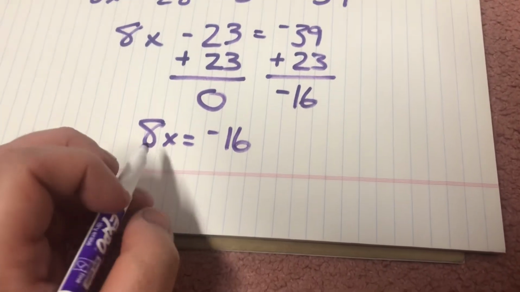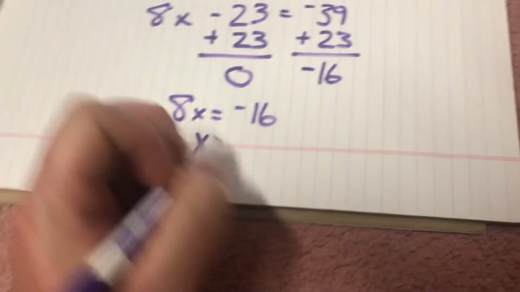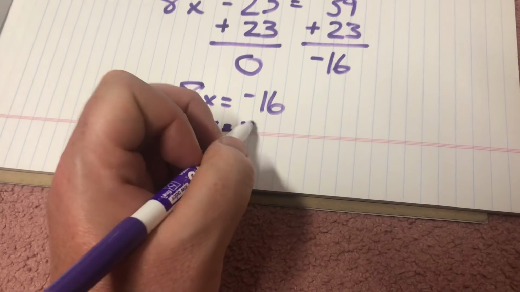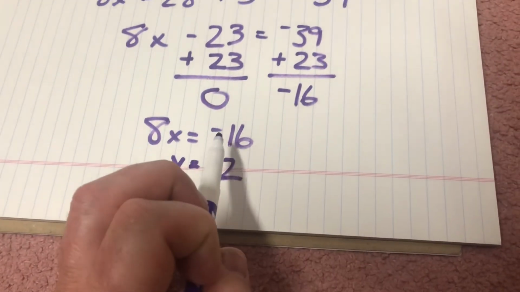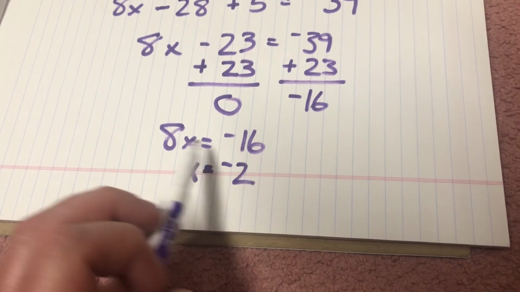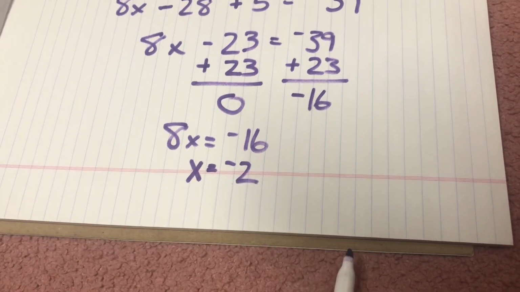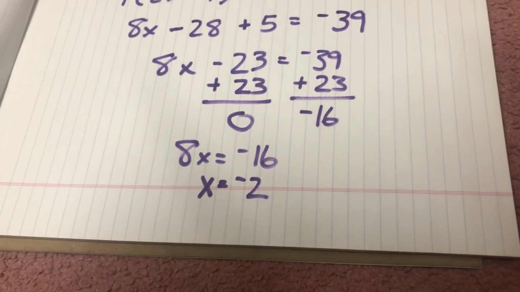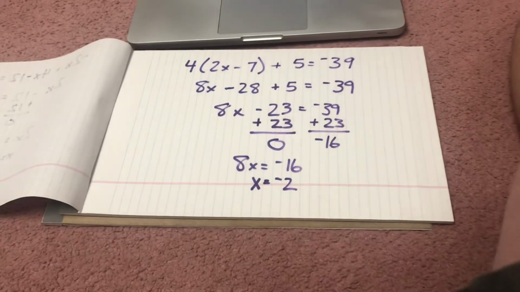And if 8x equals negative 16, x is going to equal a negative 2. Because negative 16 divided by 8 equals negative 2. A negative divided by a positive will always be a negative. All right? So this is solving multi-step equations.